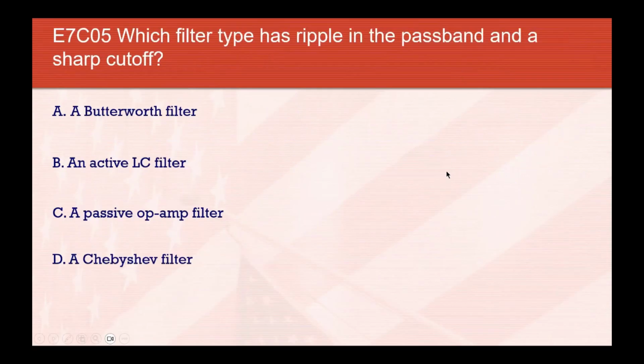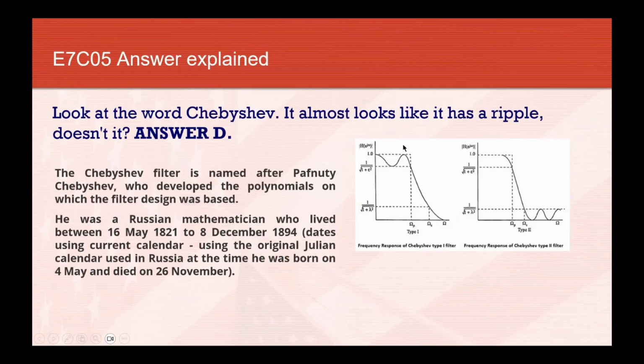What filter type has ripple in the pass band and a sharp cutoff? That's where that funny Russian name came in. Remember the Chebyshev? And that's the Chebyshev, right? Wait a minute. Type 1 and type 2. You need to have the ripple in the beginning or at the end, depending on the type. It comes from the guy named Chebyshev, who was a Russian mathematician.